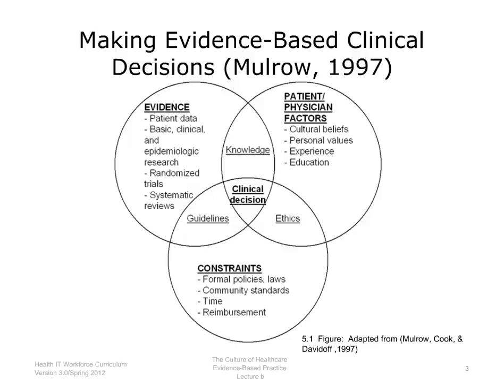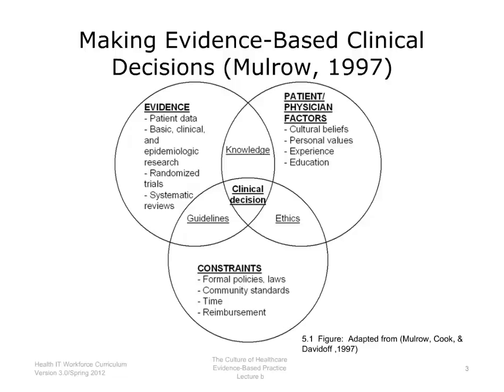This diagram appeared in a paper by Mulrow et al. in 1997. It puts the use of evidence in the proper context. Basically, evidence is one of three aspects of what goes into making a clinical decision. First, we need to know what the research shows: the results of studies such as randomized trials and systematic reviews.